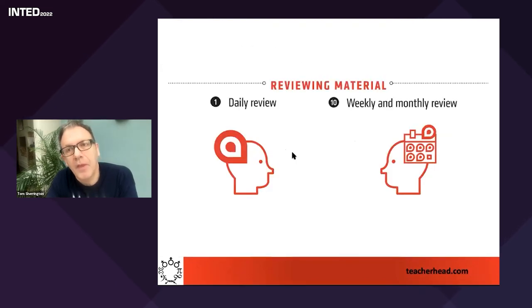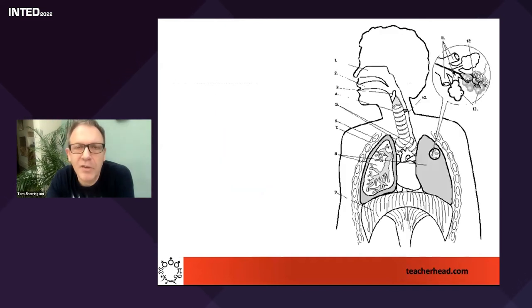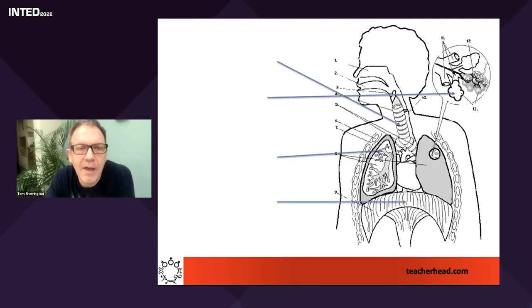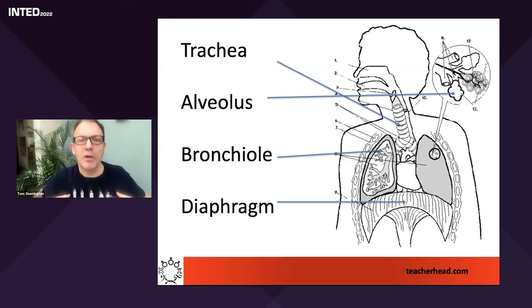So the next part of Rosenshine is reviewing material. We've taught things, we've modeled it, we've questioned it. Now we have to check students remember things. And this is the sort of thing where we get to the task completion. So, to give you an example, let's say I have some parts of the body labeled in my book: trachea, alveolus in my lungs, a bronchiole, a diaphragm underneath.